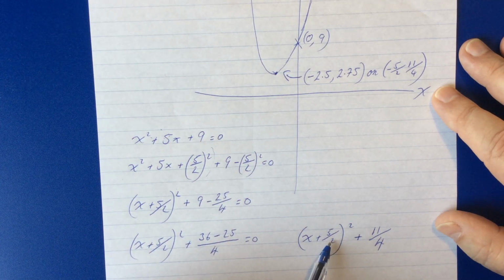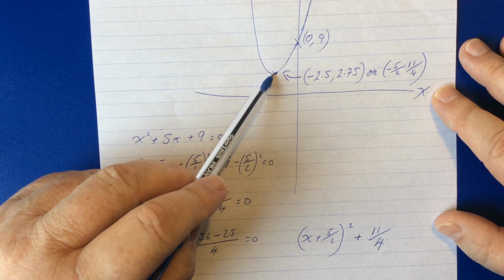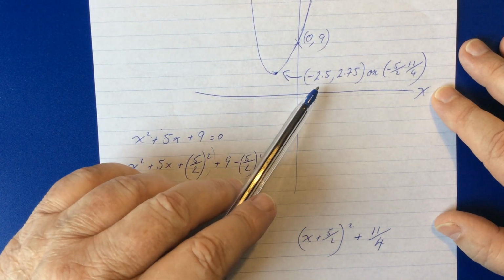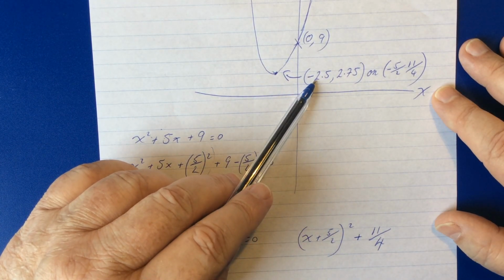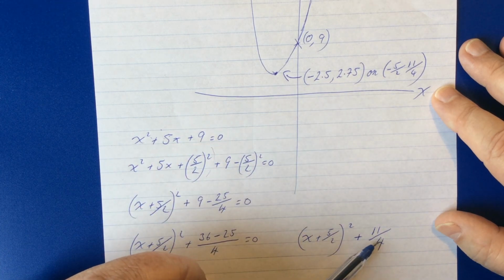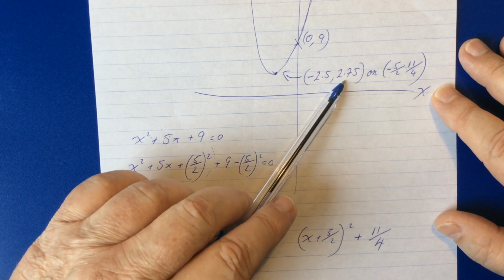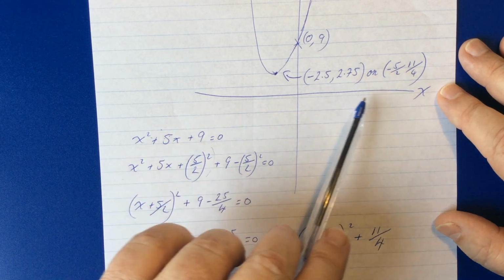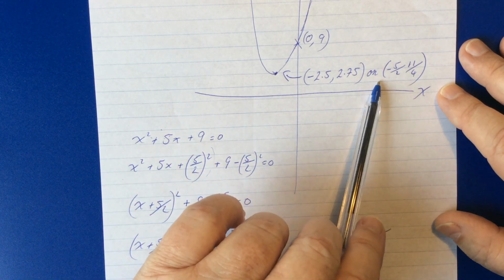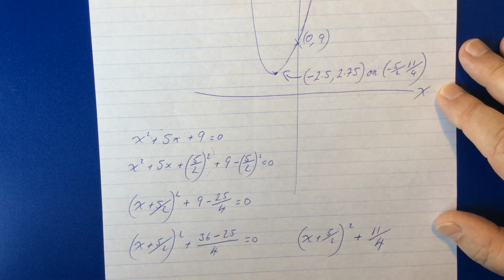And the negative of this, using null factor law, is the x value of the turning point coordinate. So it's negative 5 over 2 or negative 2.5. This, without any adjustment, is the y coordinate, and that can be written as 2.75, or both of these can be left as fractions. Now, that was a bit of a workout.